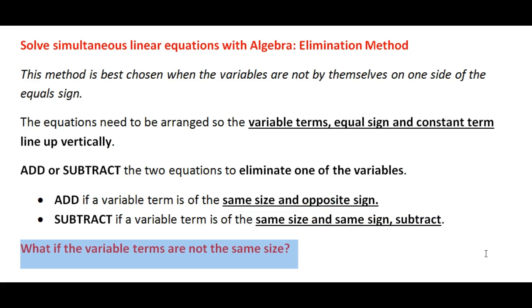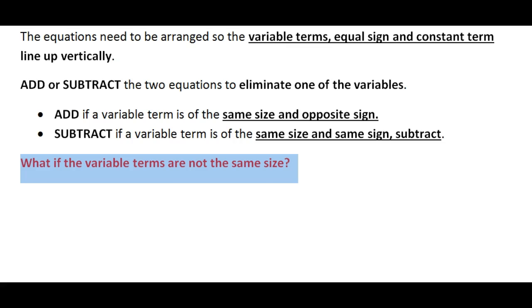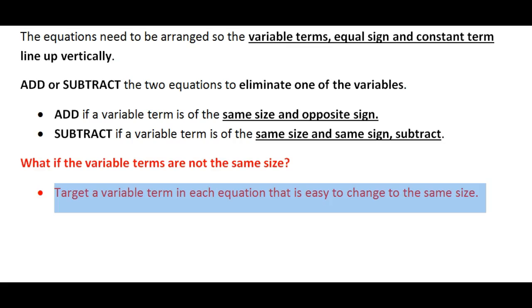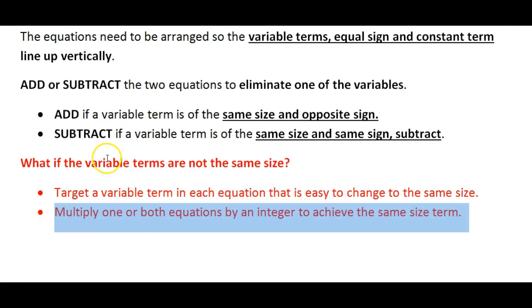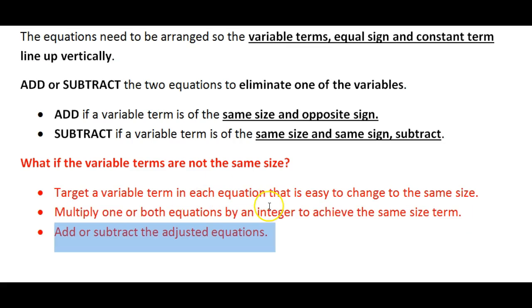What happens if the variables are not the same size? Well, we target one of the variable terms in each equation and we choose the one that's easiest to change to the same size by choosing the smallest numbers to multiply by. We then multiply one or both of the equations by an integer to achieve the same size term. And then we add or subtract the adjusted equations. Let's have a look at some examples.